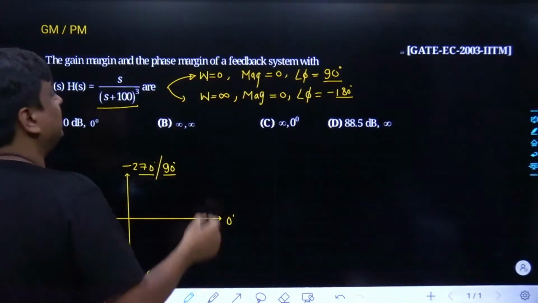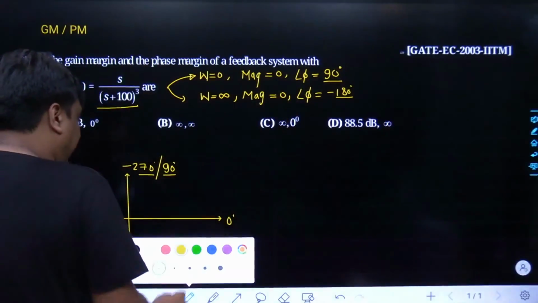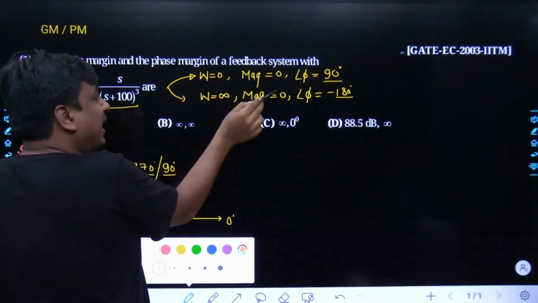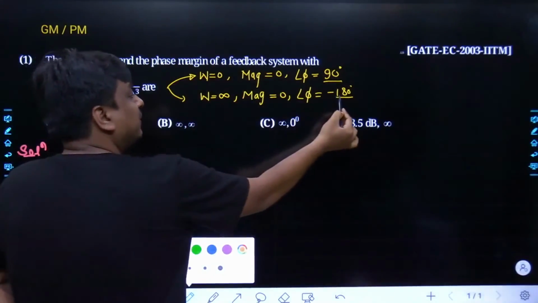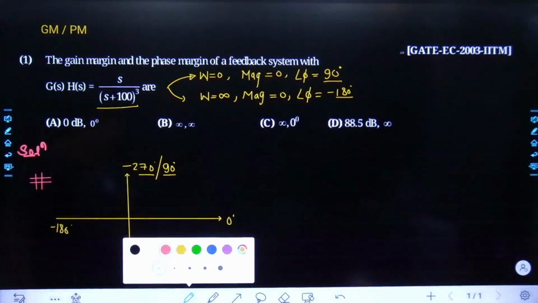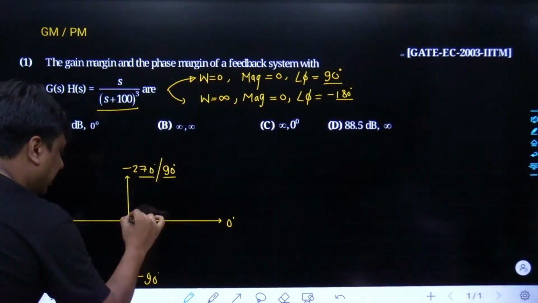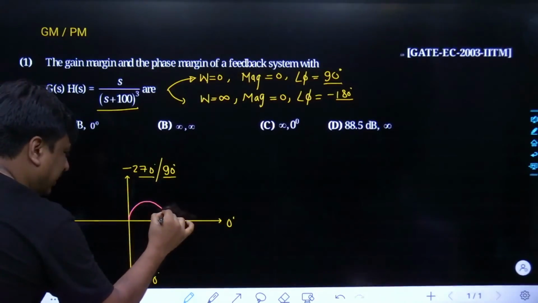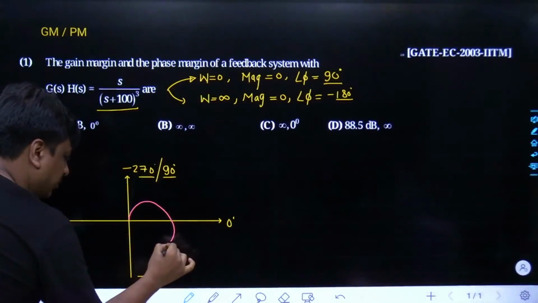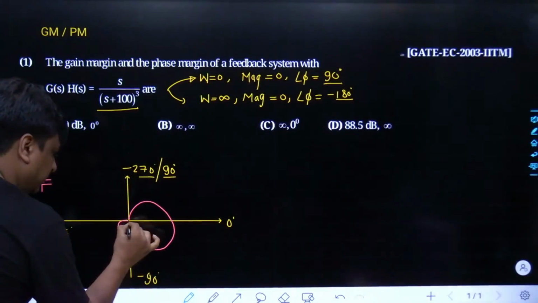That means initially the magnitude was 0 and it was taking the reference of plus 90 degree, and it was getting more and more lagging, and at omega equals infinity, the final angle is minus 180 and the magnitude is 0. So it would look something like this. It would start from 0, the magnitude would increase for a time being, and again it would start decreasing, and it would go like this.